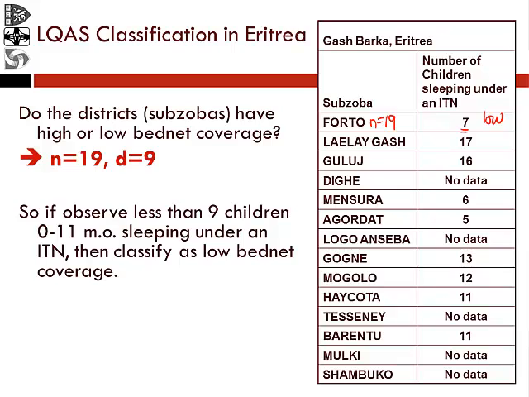What would I say about the next area? I sampled 19 children, and 17 of them slept under a bed net. Is it low or high bed net coverage? High. What about Galuge? High. We did not have data for, I don't know how to say that, DA. So this one is low.